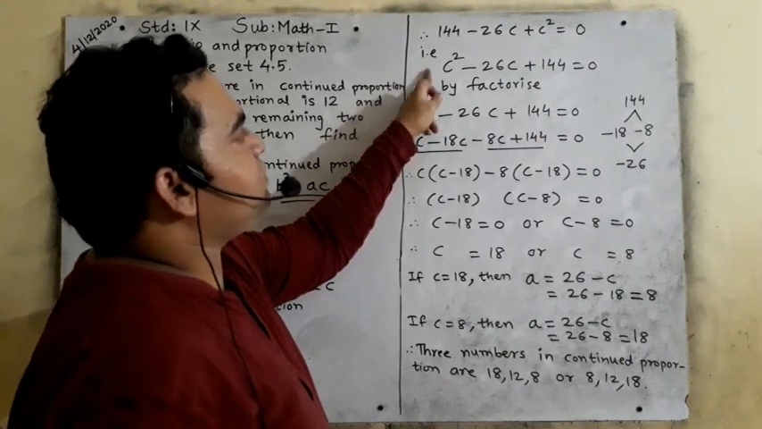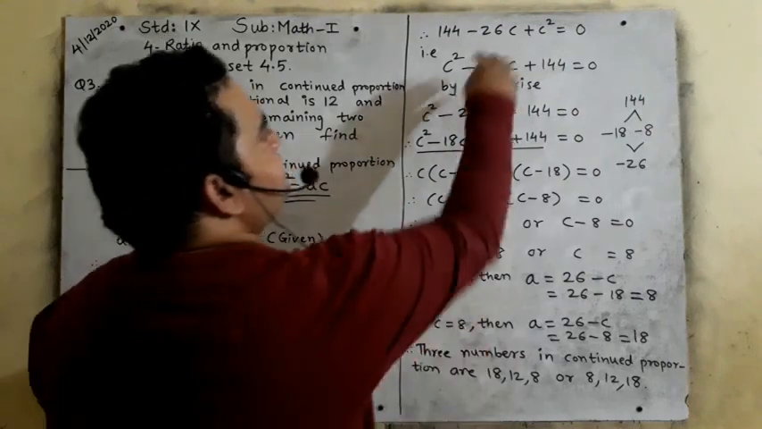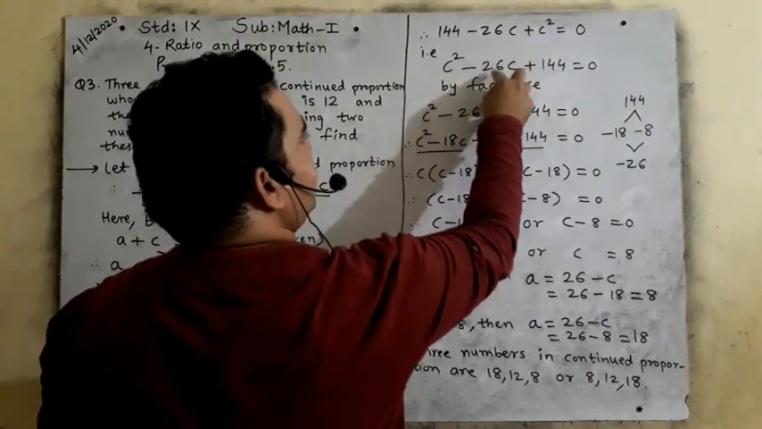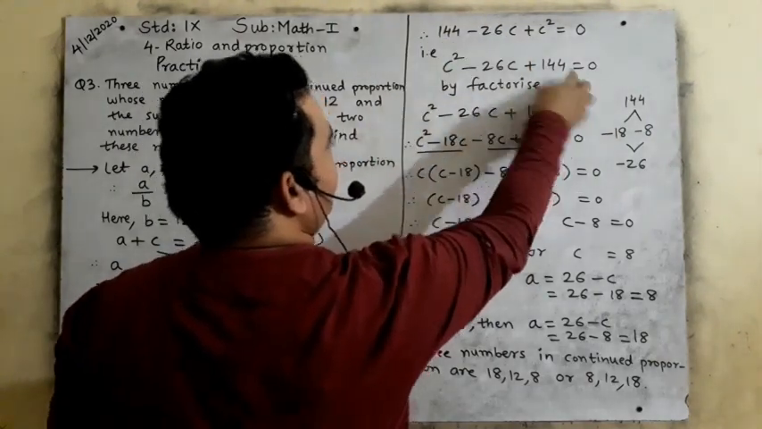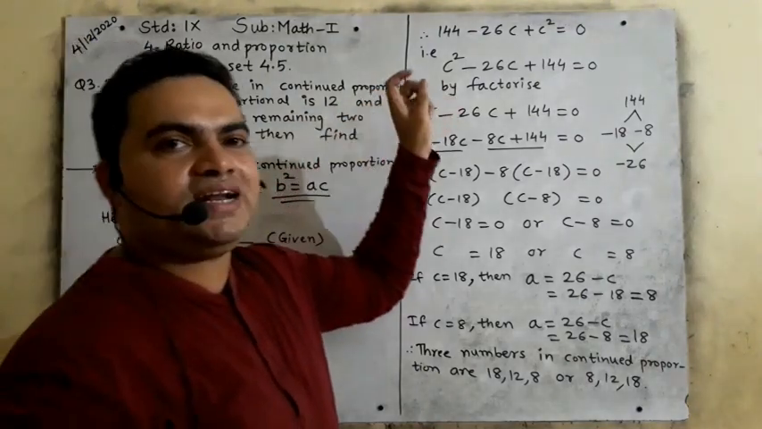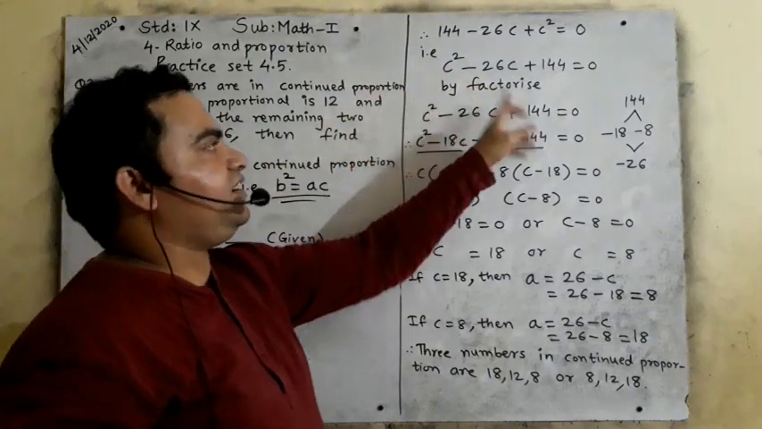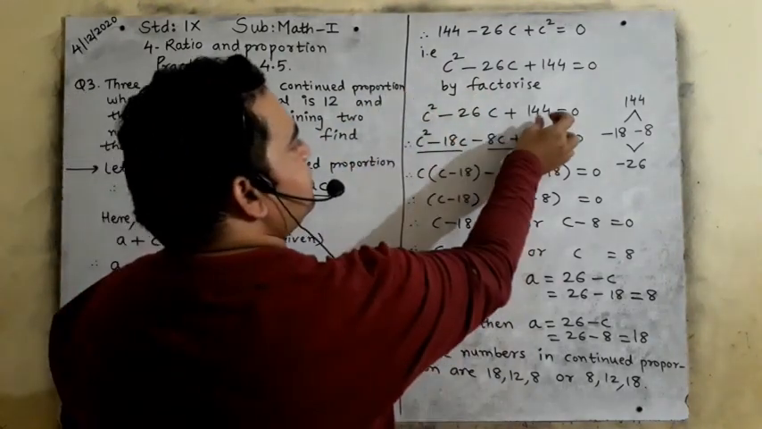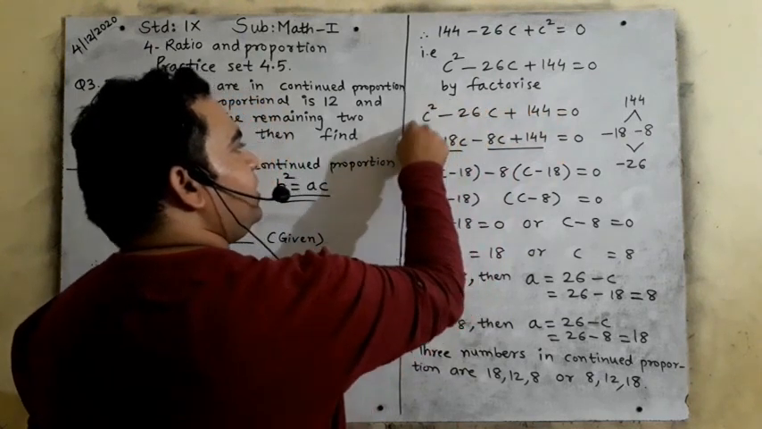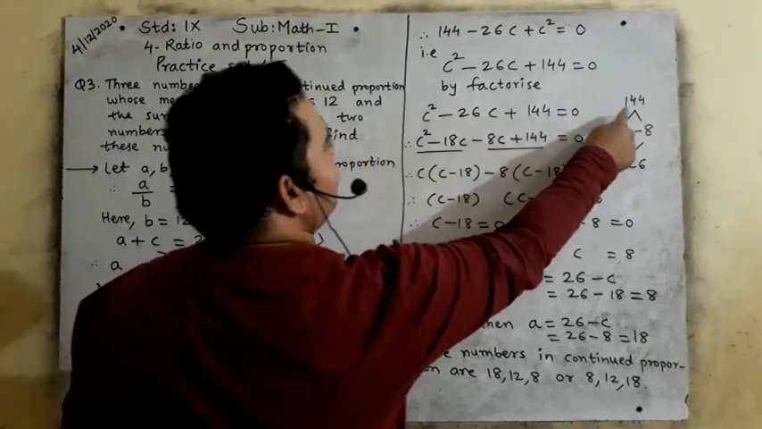This quadratic equation we will solve by factorization. This equation we have arranged properly. We have taken C square first, then minus 26C plus 144. We have arranged it properly, and by observation we can understand this is a quadratic equation. Now we will solve it by factorization. What is factorization? The constant term will multiply with the coefficient of the square term. What is the coefficient here? It is 1. 144 ones are 144.